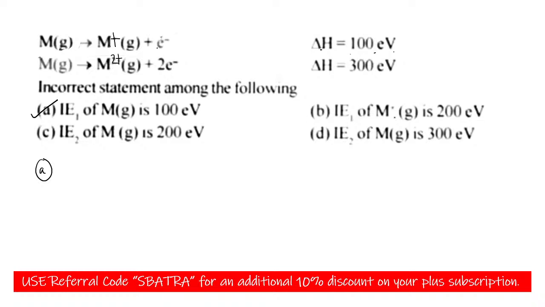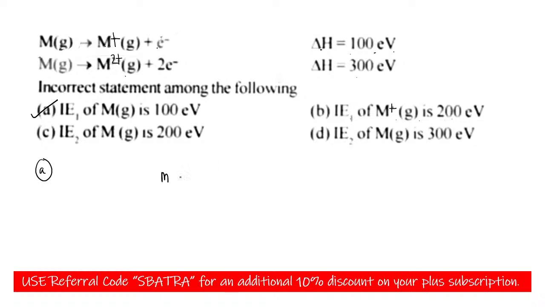Ionization energy 1 of M positive is 200 electron volts. Basically, if I take one electron, the amount of energy is 100. If I take two electrons, we need to give 300 amount of energy, right? Basically 300 electron volts.